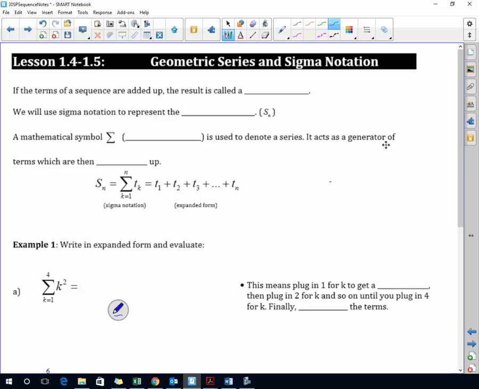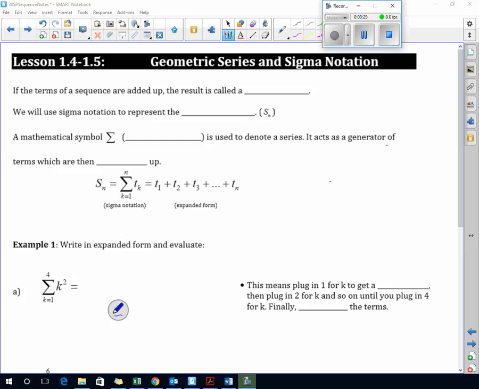So let's just go through our blanks first. If the terms of a sequence are added up, the result is called a... series. Remember, that's where a sequence becomes a series.